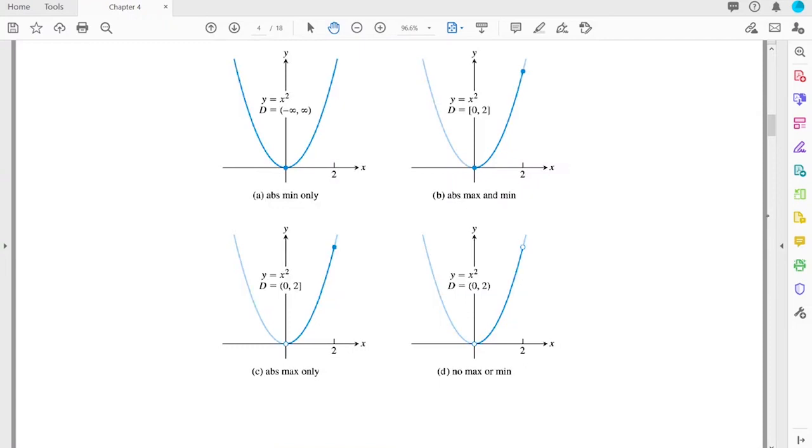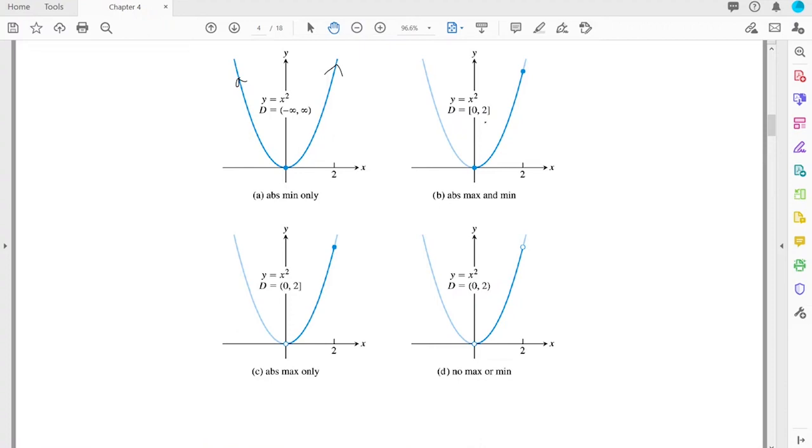So look at some possibilities here, for the first graph. As you can see, this is the graph of a parabola, and the domain is from negative infinity to positive infinity. As you go from left to right, the minimum value of that function exists, which is at 0. So 0 is the minimum value, which is also called the absolute minimum, or the smallest value of the function, at 0. And there is no absolute maximum value, because the graph keeps going up. So for the first one, there is an absolute minimum but no absolute maximum.